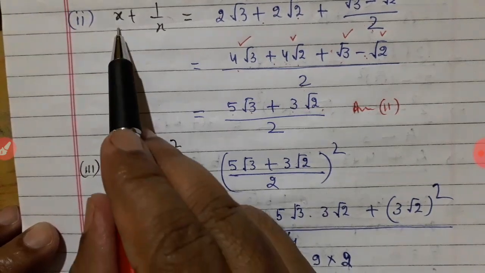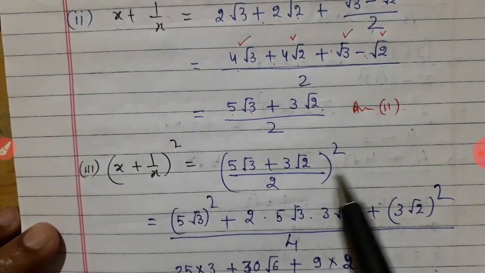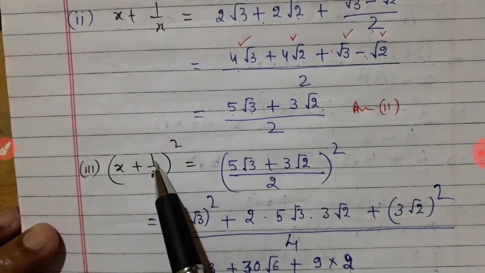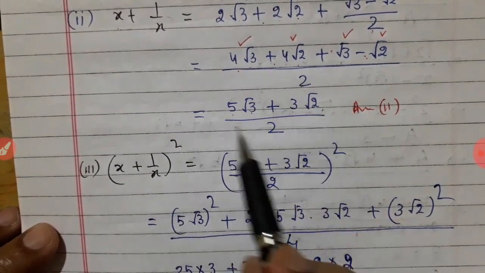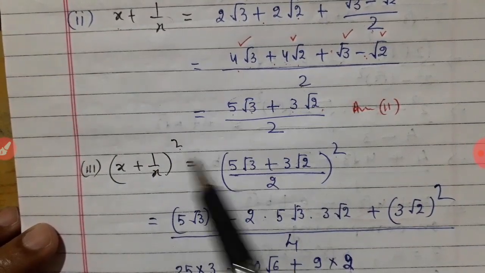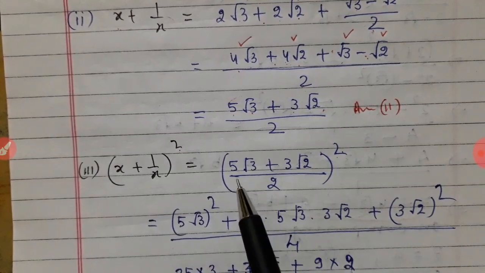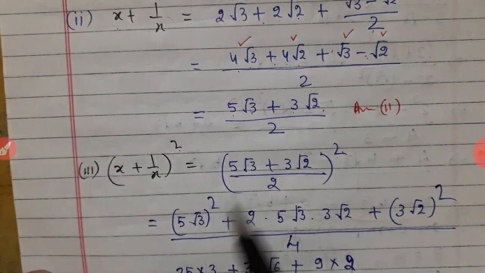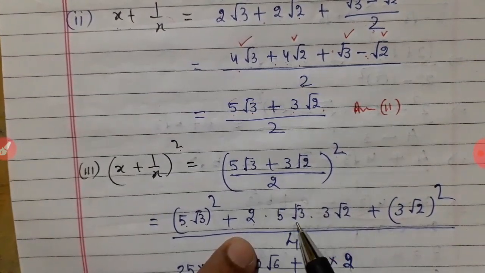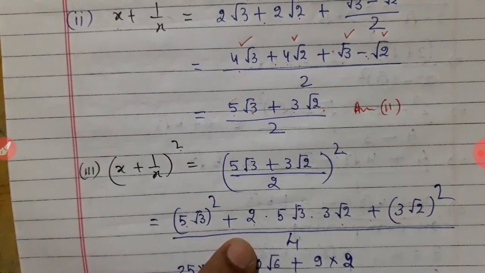So already we have got x plus 1 upon x is equal to this value. Since here is square, we put here square. This is the value of x plus 1 upon x, and since here is square, we put here square. Then in the numerator, a plus b whole square, so you get a square plus 2 into a into b plus b square.